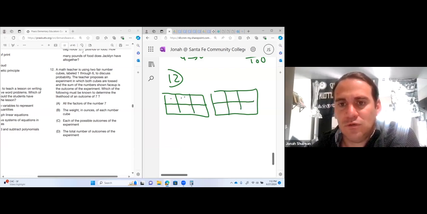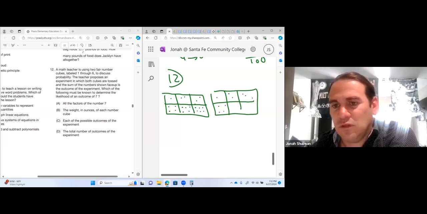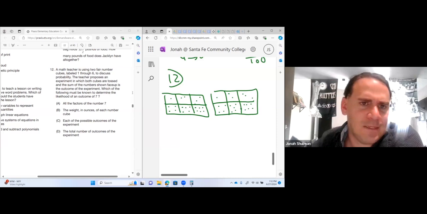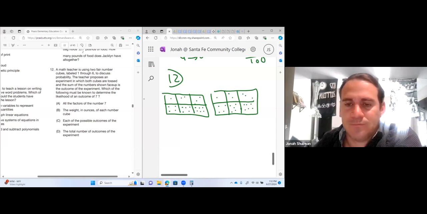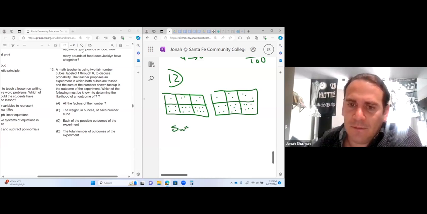I try to have them make it look like the dice, so it makes sense for them. Here are my 2 dice. The teacher proposes an experiment in which both cubes are tossed and the sum. Okay, so sum is adding probabilities, okay?